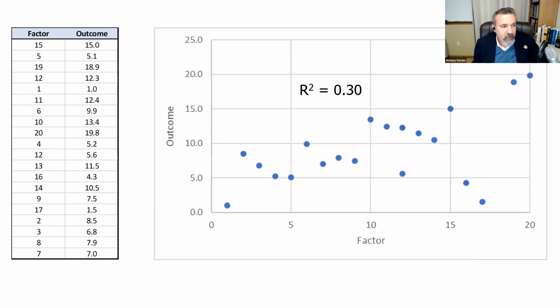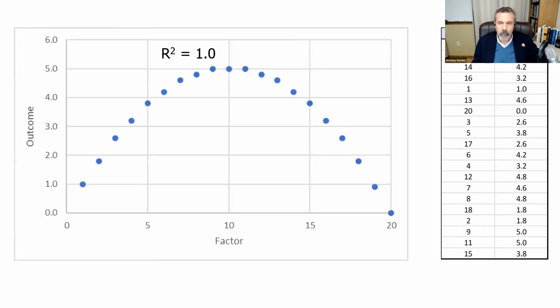And if you'd like to see it, the data on the left has an R-squared of 0.3. The data on the right has an R-squared of 1.0. It's a perfect relationship.